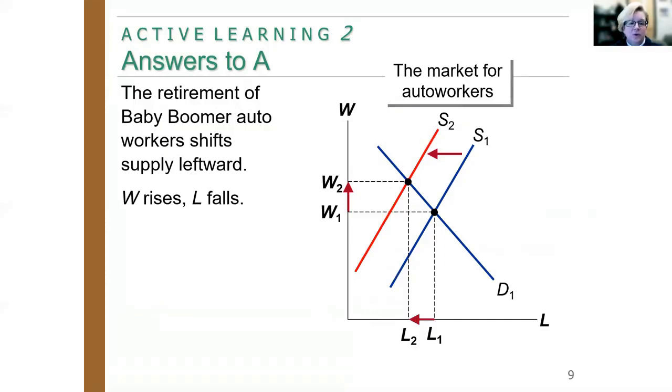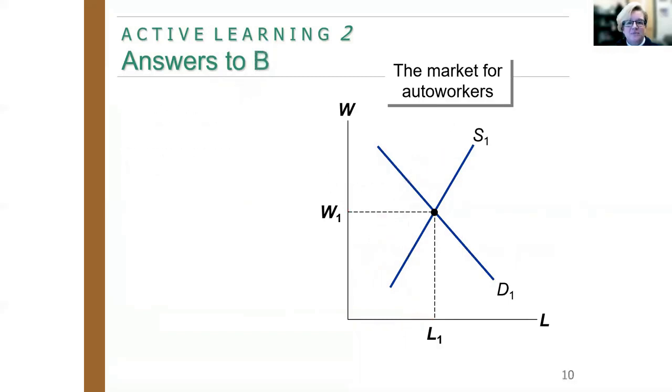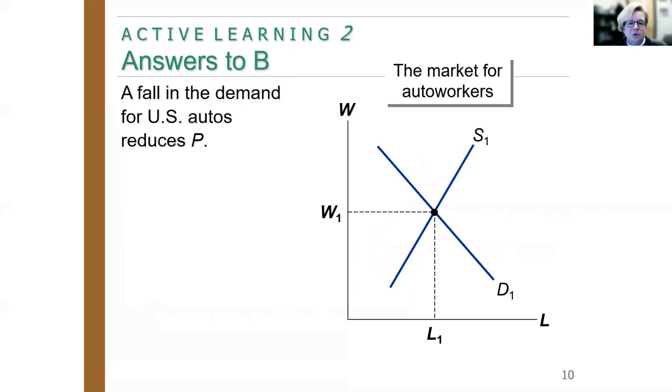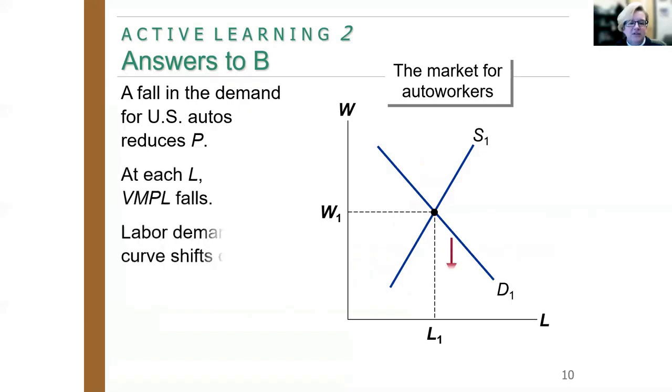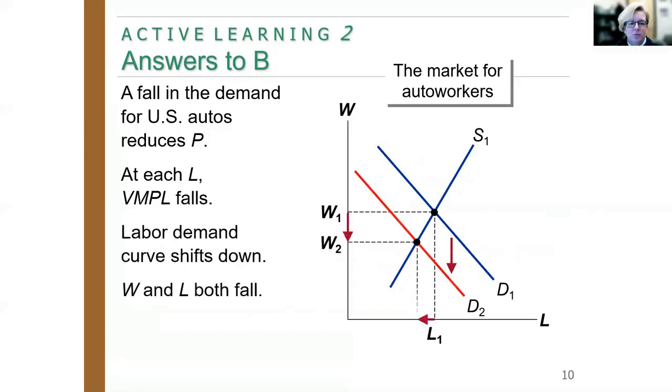In B, we asked ourselves, okay, now what happens if the demand for US autos decreases? And basically that's derived demand. So we see then that the demand for labor among auto workers in the US shifts inward, or to the left, driving wages down and the quantity of labor down.